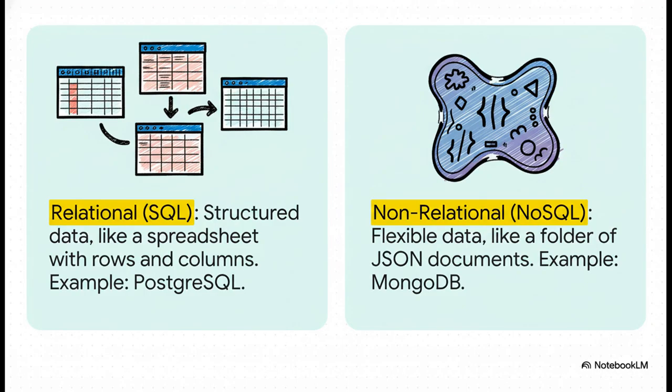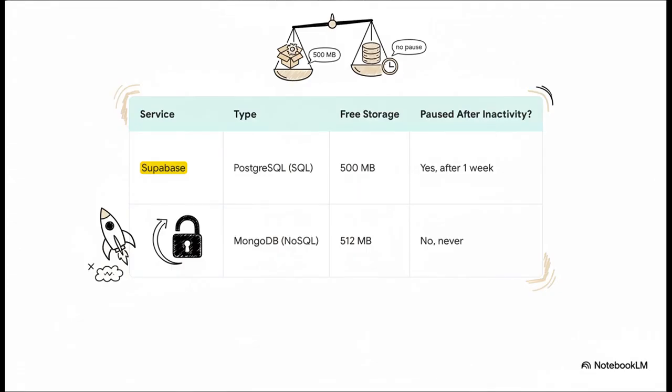First, you have relational SQL databases like PostgreSQL. They're perfect for structured data. The easiest way to think about it is like a bunch of interconnected spreadsheets. On the other hand, you have non-relational NoSQL databases like MongoDB, which are way more flexible and store data more like a folder full of JSON documents. And here again, we see that critical trade-off.